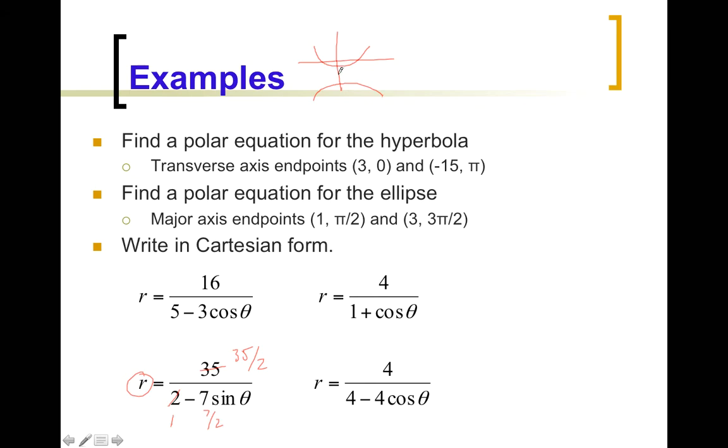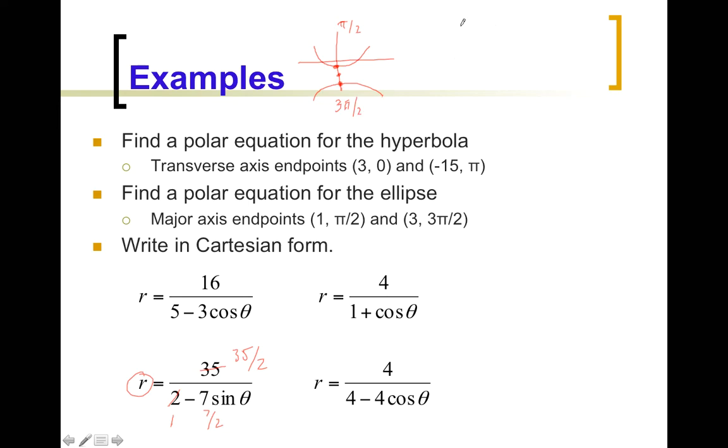Now, the reason I'm doing this one is because hyperbolas mess people up. Because to find the 2 vertices, they want to try to plug in 3 pi halves for both of them. But you can't do that. What we are going to do is plug in pi halves first. So up here is pi halves, and down here is 3 pi halves.